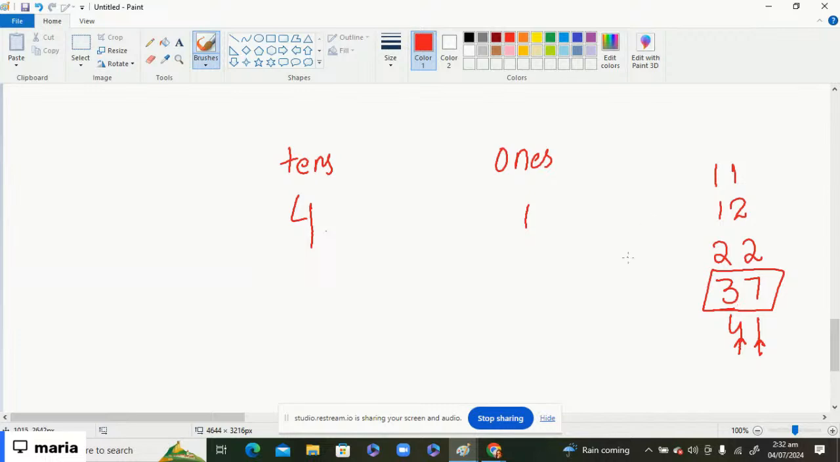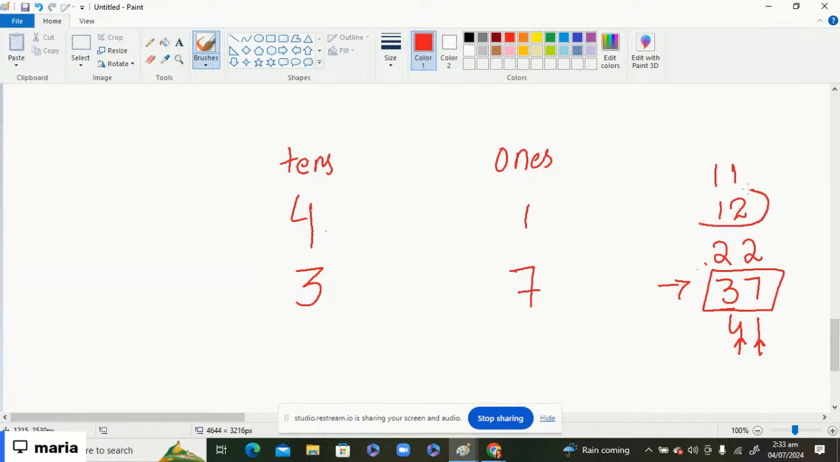So just tell me where you're going to put the 7 for 37. Where do you put the 7? You put 7 in the ones place and 3 in the tens place. Understand? Okay, so where do you put 7? You put 7 under the ones place and you put 3 under the tens place. So this becomes 37.